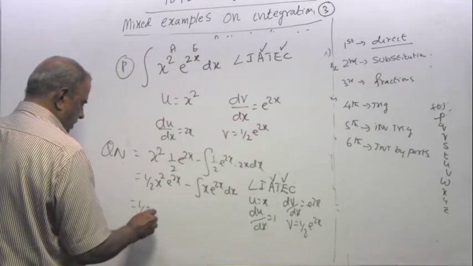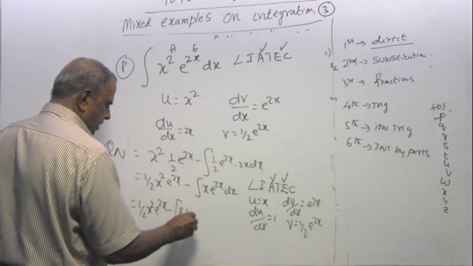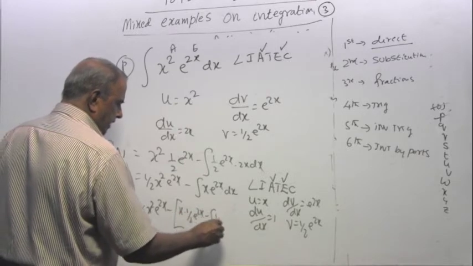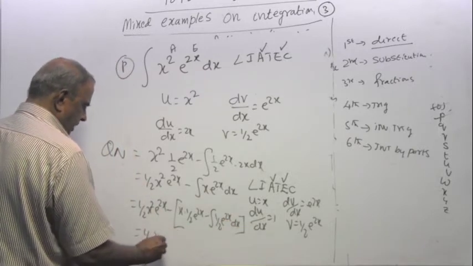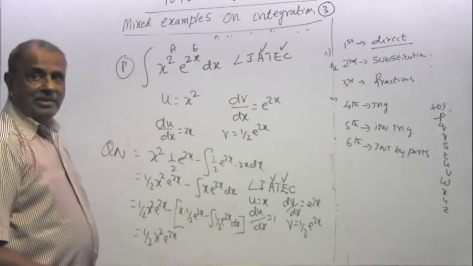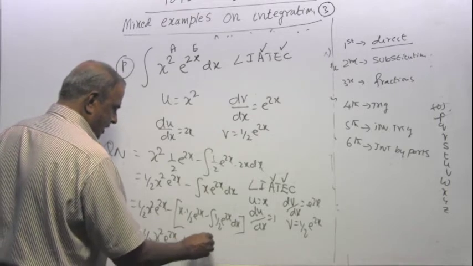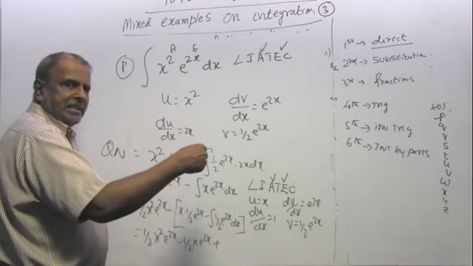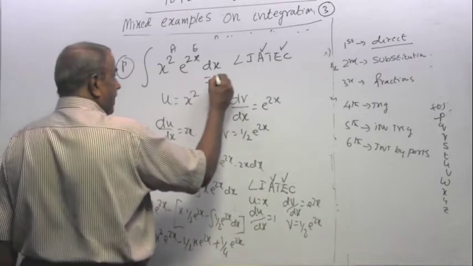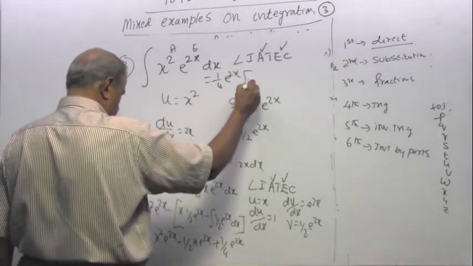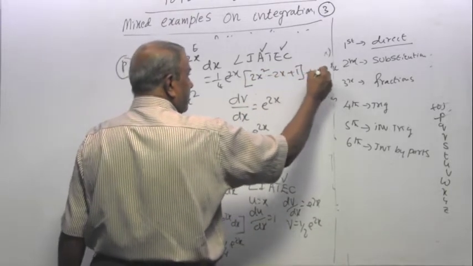So it is half x squared e power 2x minus x times half e power 2x minus integral half e power 2x dx. So which is half x squared e power 2x, keeps on going, yeah, boring, minus half x e power 2x plus a half, and the integration gives you another half, quarter e power 2x. So the answer is quarter e power 2x times 2x squared minus 2x plus 1 plus c.